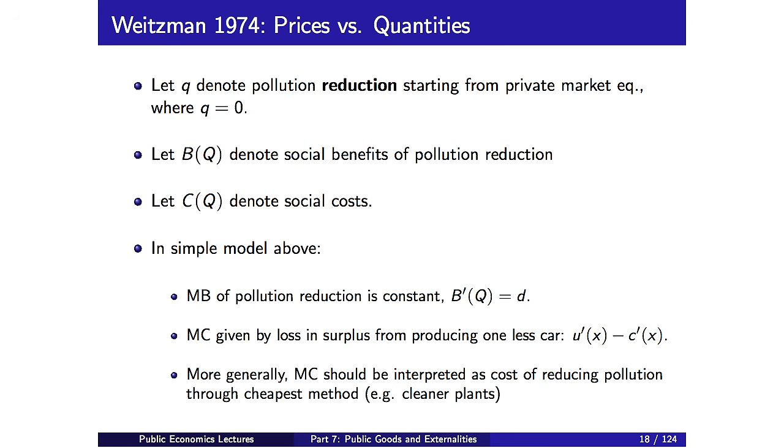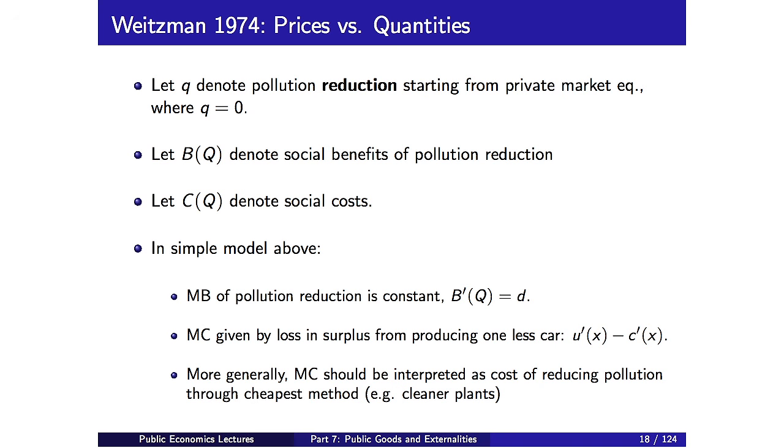As I was saying in the simple model above, if you just want to map it back to that, the marginal benefit of pollution reduction was this constant D. So that was a model where B of Q was D times Q, or B prime of Q equals D. And the marginal cost, because the only way you could change pollution was by making fewer cars, is given by the loss in surplus from producing one less car. What do we lose when we need to cut pollution by 1 unit? We lose U prime of X minus C prime of X, the difference at that level of production, the amount of surplus generated.